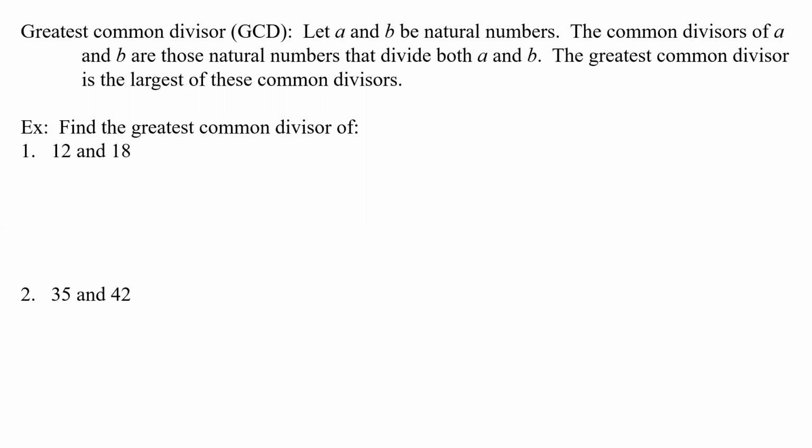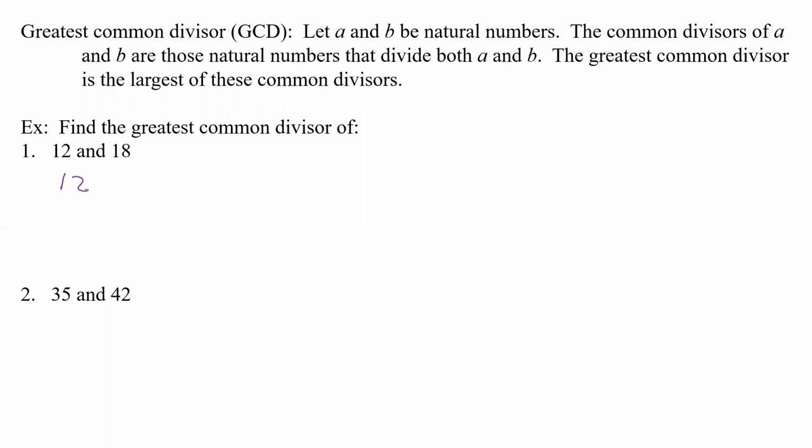Well, if we let a and b be natural numbers, then the common divisors of a and b are those natural numbers that divide both a and b. Now, the greatest common divisor is the largest of these common divisors, okay? And so what does that mean? Well, let's look at an example or two here. It says find the greatest common divisor of 12 and 18.